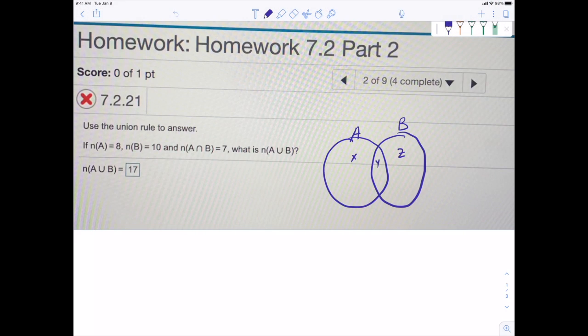Okay, so 7.2.21 is the starting place for a lot of these questions that we're going to have on today's homework. So let's just do this one, and let's do it two ways. First of all, let's understand the rule, because they're asking what the union rule is. They want you to use the union rule to answer this question, but I want to do it the other way before we use the union rule.